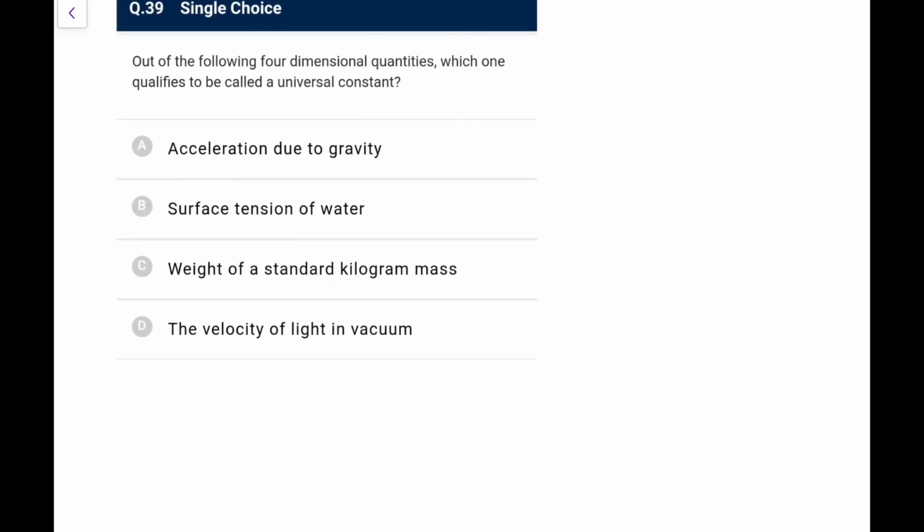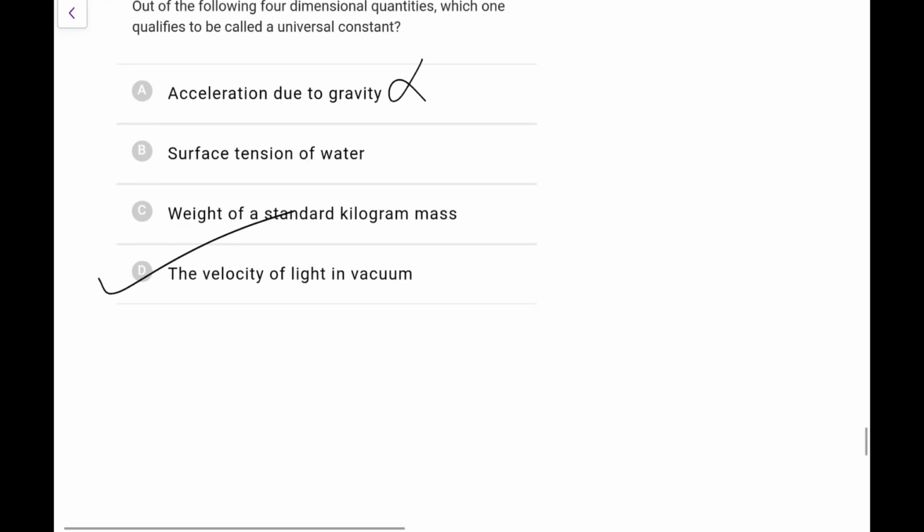Out of the following 4 dimensional quantities, which one qualifies to be called a universal constant? Acceleration due to gravity, no. Surface tension of water, we can't say. Weight of a standard kg, mass, no. Velocity of light in vacuum, that is a universal constant we use, so go for option D here.